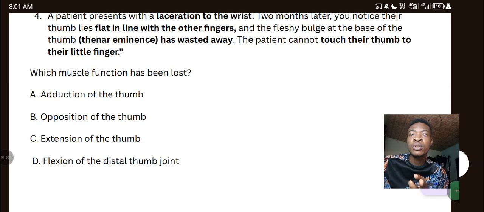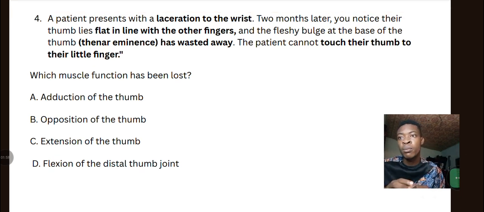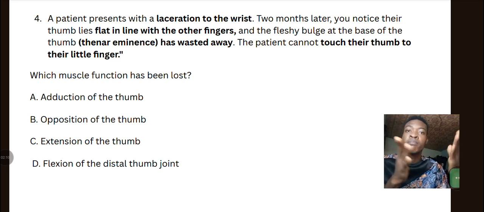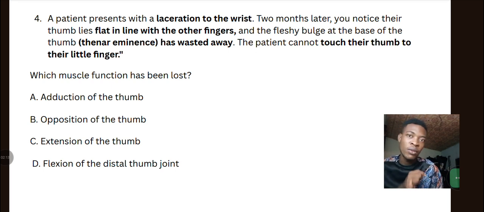So we also have opposition of the thumb. Opposition of the thumb is obviously the answer, because it is caused by the Opponens pollicis, which is part of the muscles in the thenar eminence, supplied by the recurrent branch of the median nerve.